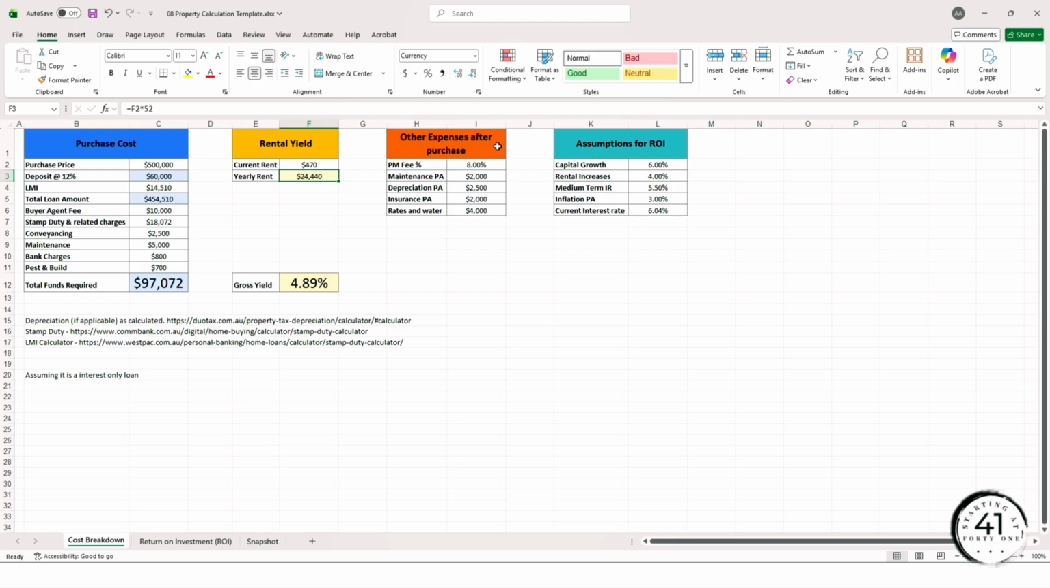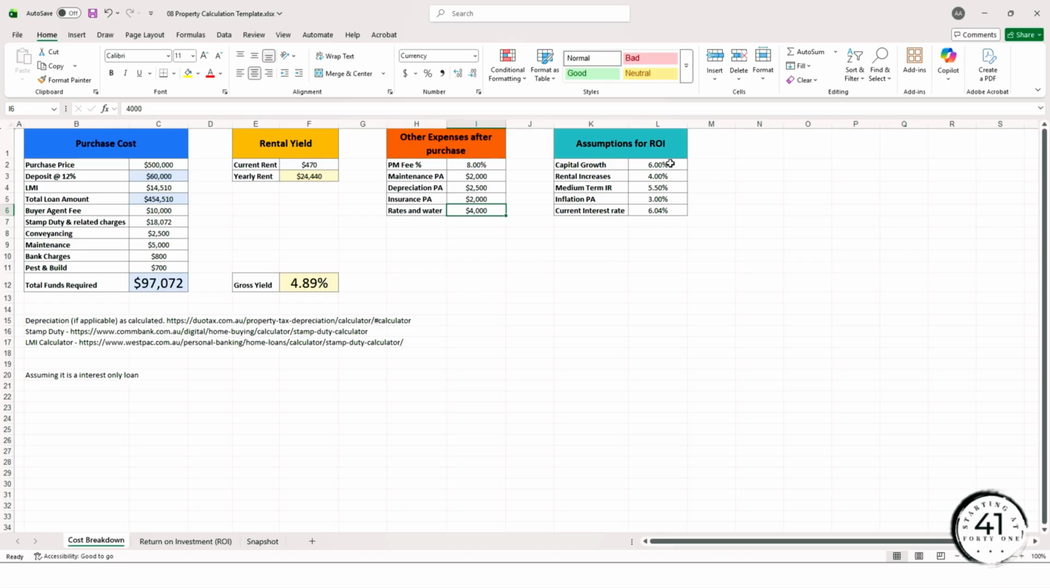Now other expenses, for example, is the property management fee. If you are hiring a property manager, the annual cost is approximately estimated to be $2,000. Depreciation is $2,500 based on the calculations from this side. Insurance is roughly about $2,000. Rates and water charges are roughly about $4,000. These are the annual charges once you buy your property.